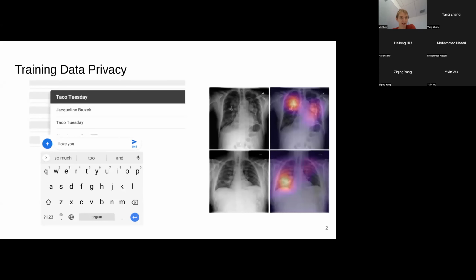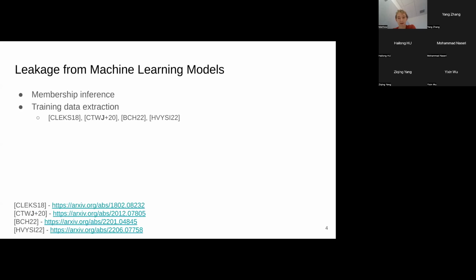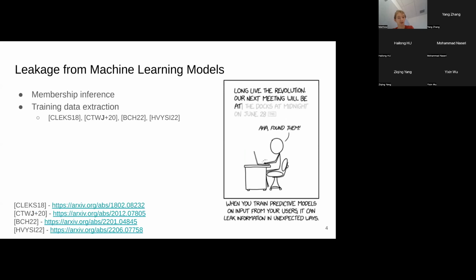And we also know that models aren't particularly good at protecting privacy. They can be vulnerable to things like membership inference, where the goal of the adversary is to determine whether some target record was contained in the training set of a model or not. There are also scarier attacks where you can pull training data out of models, a scary threat that's being shown for lots of these large language models these days.